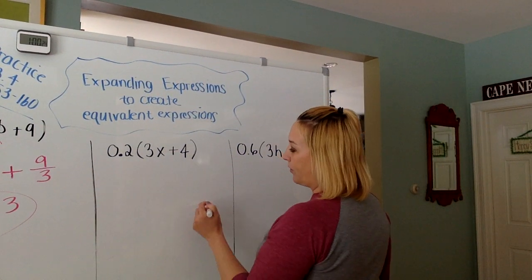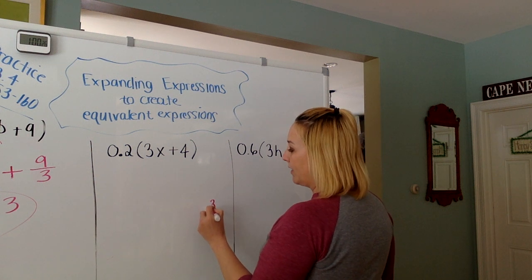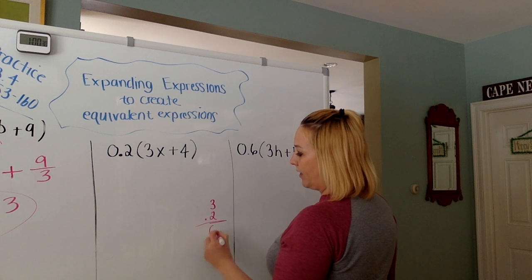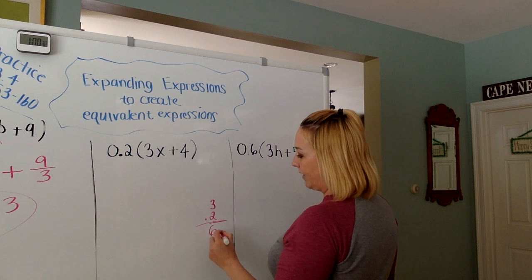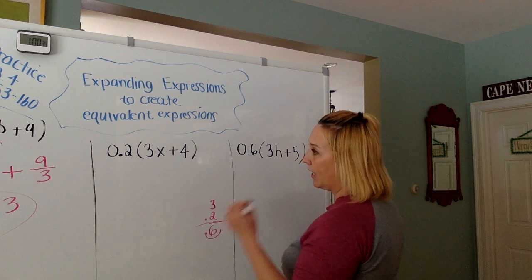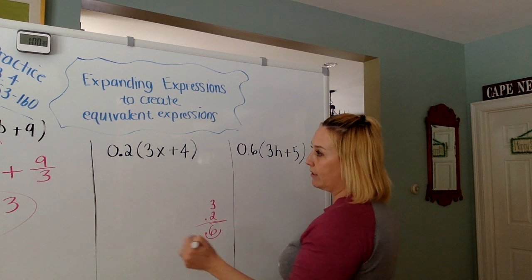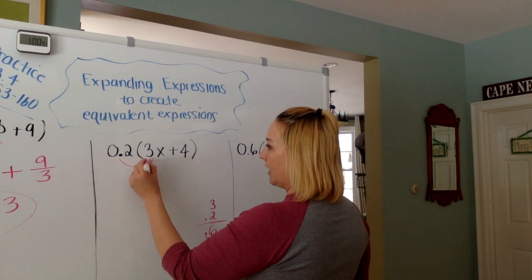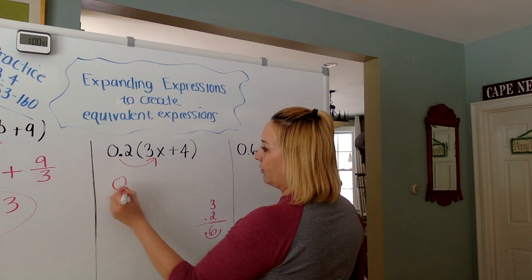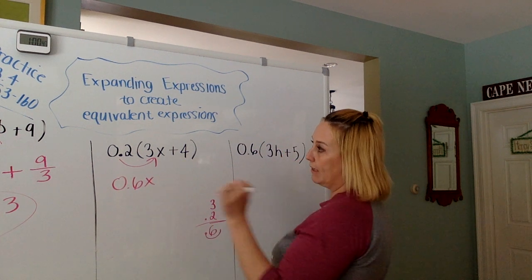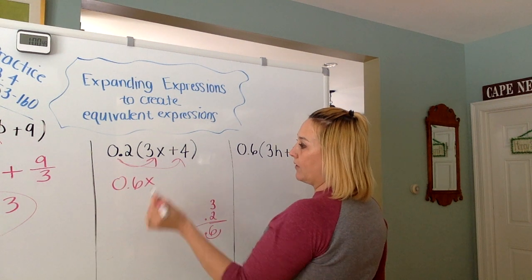2/10 times 3x, and I will admit, I like to do my decimal multiplication out because, I don't know, I'm just funny that way. So 3 times 2 is 6, and we know it's really 2/10, so it's like 2/10 plus 2/10 plus 2/10, right, because we've got 3 of them, so we distribute that out, and that is 0.6 or 6/10 x.